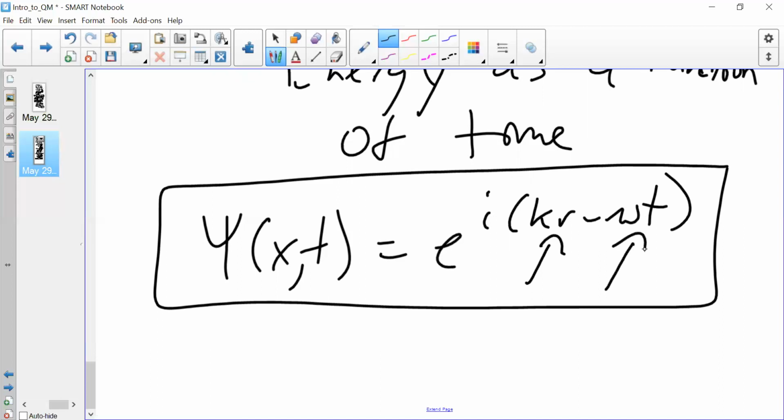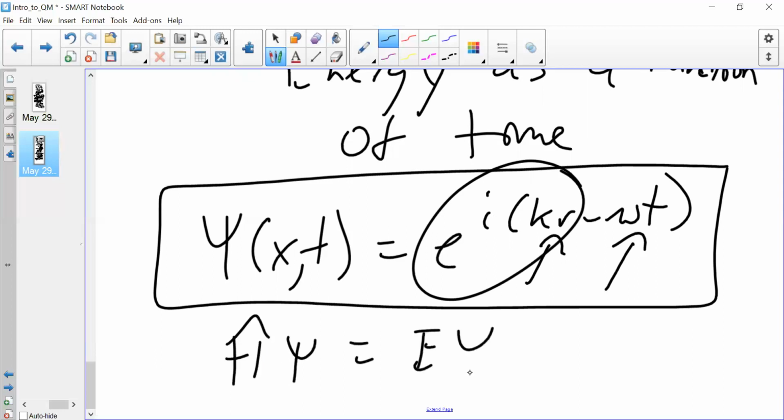So we can get each of those separate. We can get this guy from h psi equals e psi, which is the time independent solution, which will give us this guy. And then we just got the one for time dependent. Together, this is what works in actuality, because we're saying not only does a wave move through space, but it moves through time.